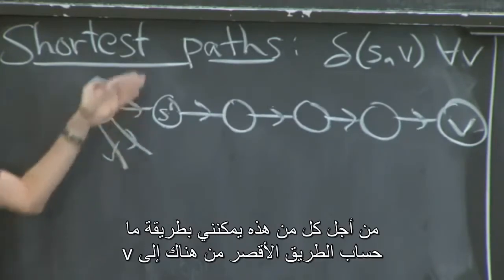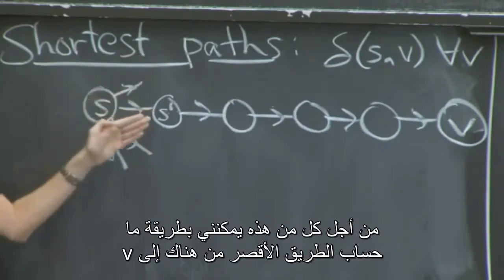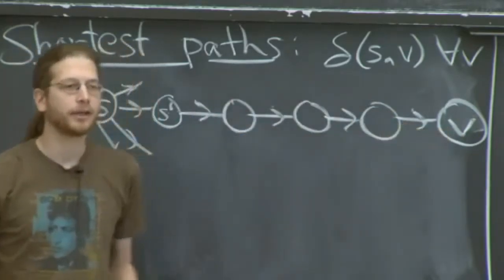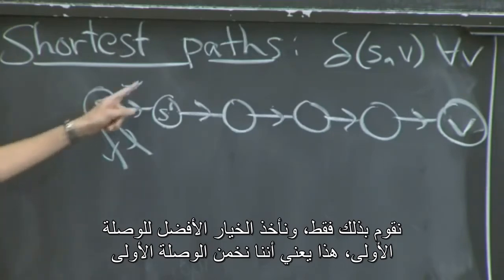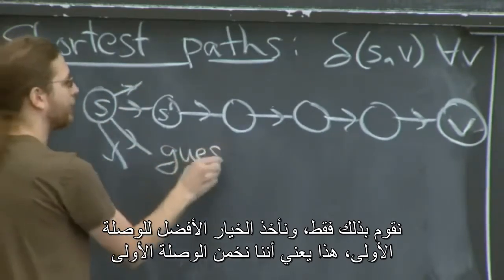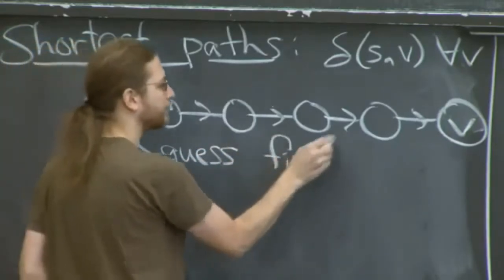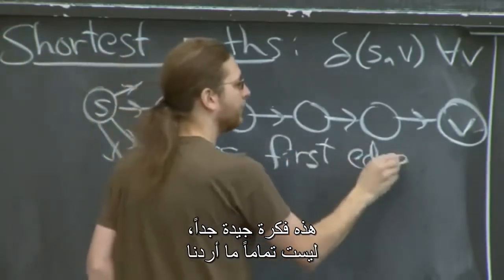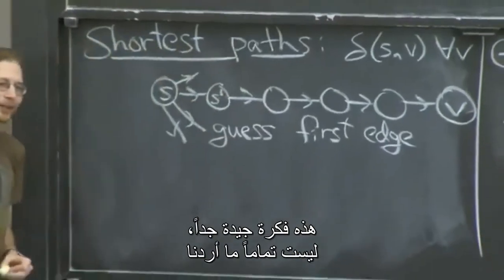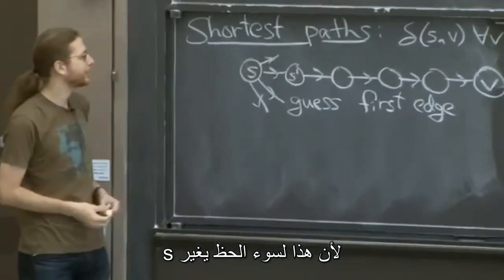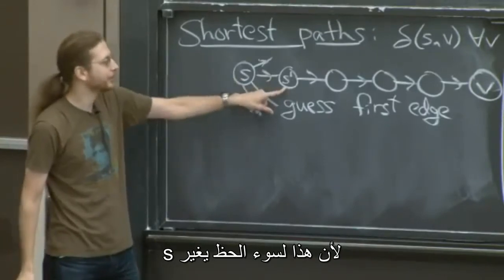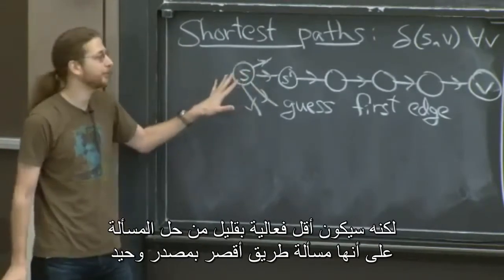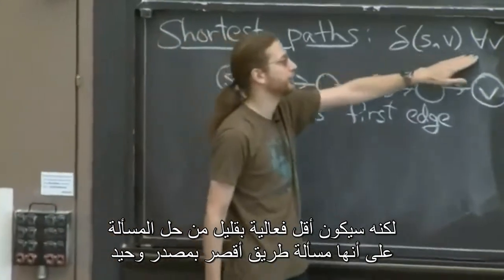Then from each of those, if somehow I could compute the shortest path from there to V, just do that and take the best choice for what that first edge was. So this would be the guess first edge approach. It's a very good idea. Not quite the one I wanted, because unfortunately, that changes S. And so this would work. It would just be slightly less efficient if I'm solving single source shortest paths.